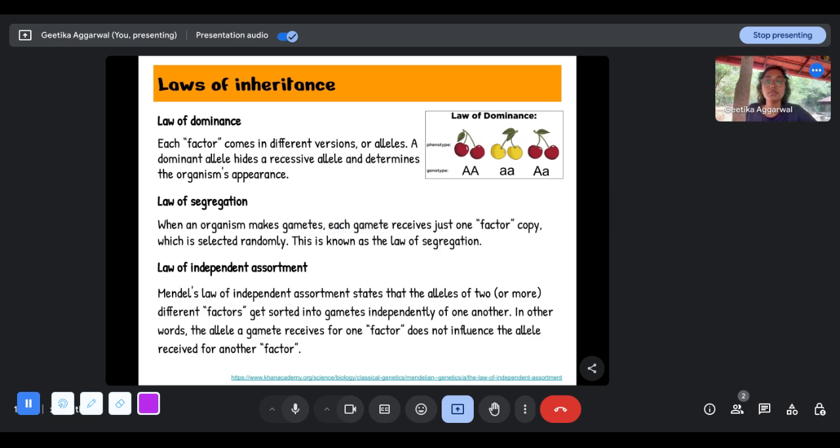And yeah, so these are the three laws, Mendel's laws of inheritance. These three laws: law of dominance, segregation, and independent assortment.